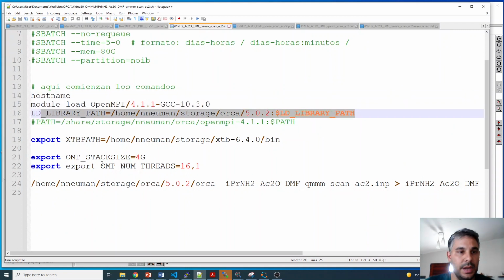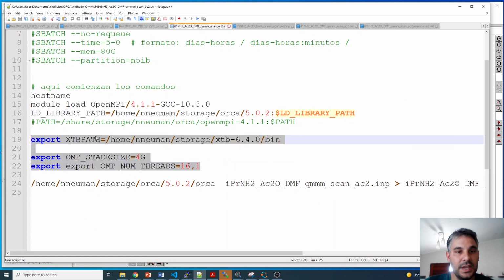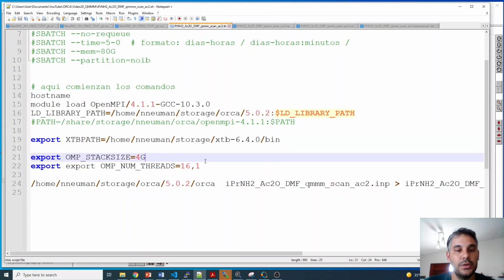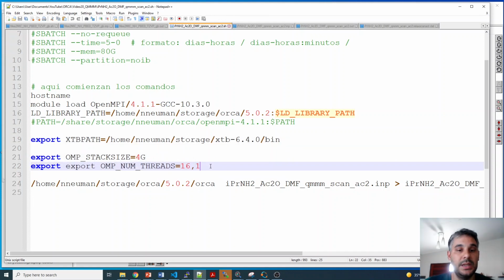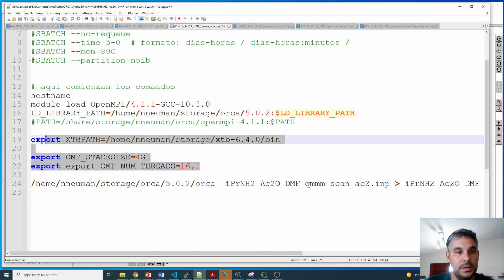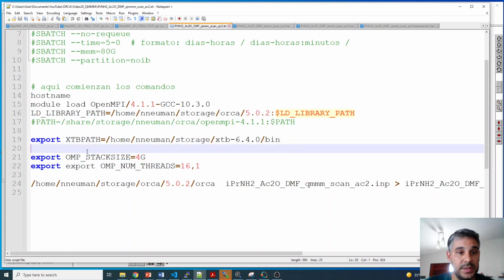This doesn't matter, but these three are specific options that you need to specify in order to use the XTB program with Orca. I don't know if these options need to be defined each time I run a script. They probably need to be defined only once, but I am not sure how to do that because I'm not an expert Linux user. So these are environment variables that are needed to run XTB.